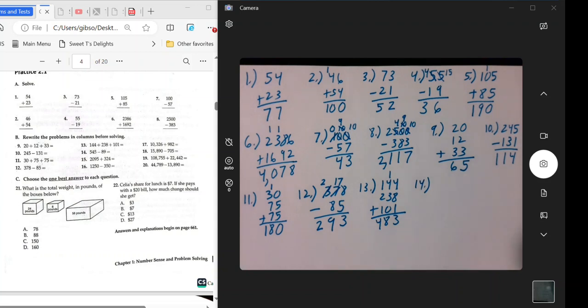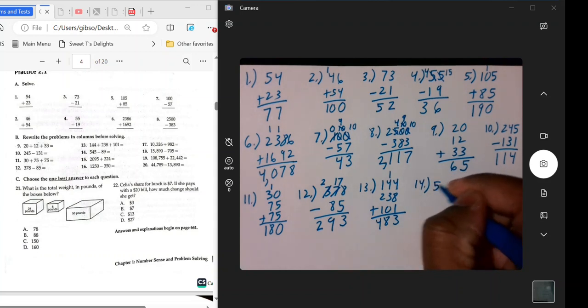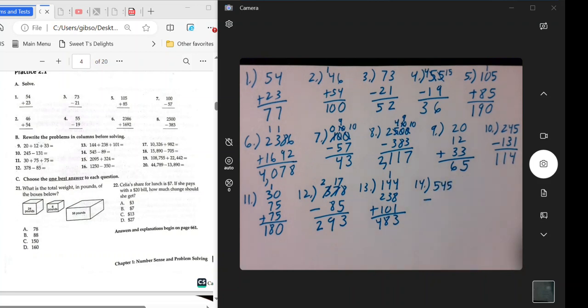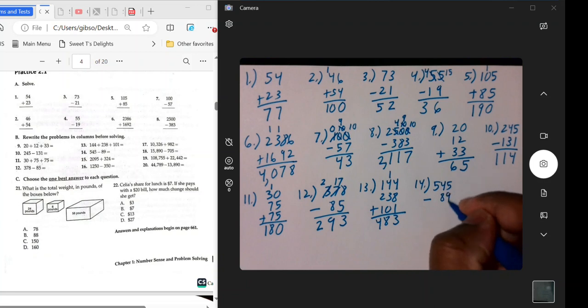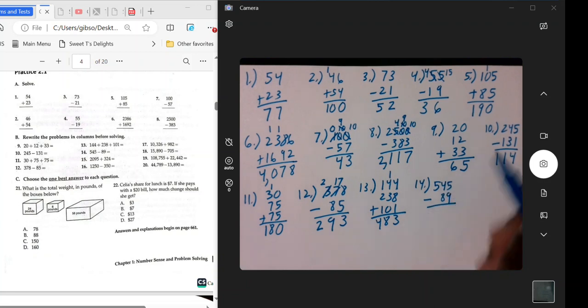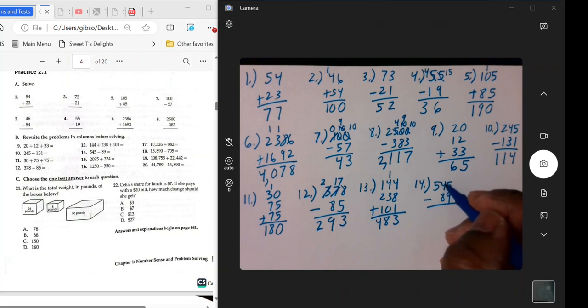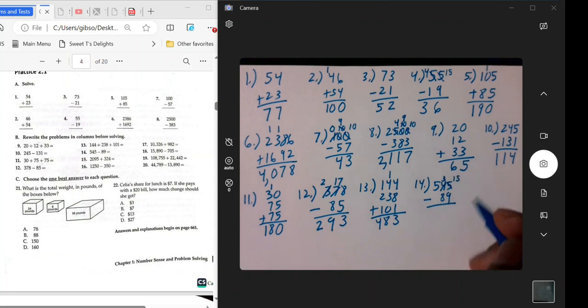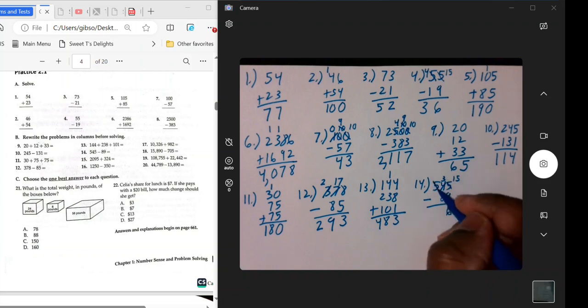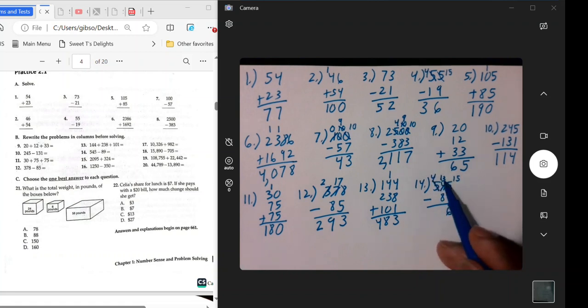So now we go to problem 14. Now with problem 14, we have a three-digit number, which is 545, minus a two-digit number, which is 89. Make sure that they're perfectly aligned. We cannot subtract 9 from 5, so we borrow 1 from this 4, which would be 3, and this 5 will become 15. 15 minus 9 is 6. Now we come here, we cannot subtract 8 from 3, so we have to borrow 1 from 5, which will make it 4, and this 3 will become 13. So 13 minus 8 is 5, and 4 minus 0 is 4. So it's 456.